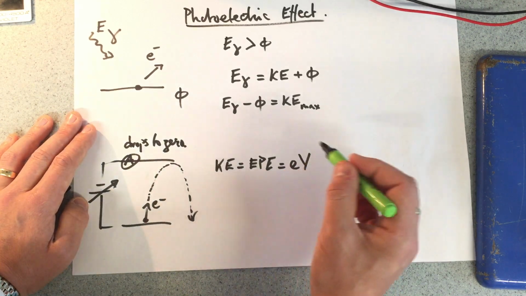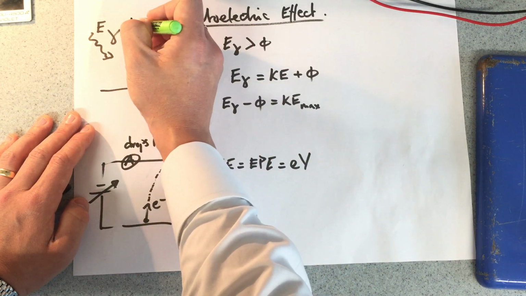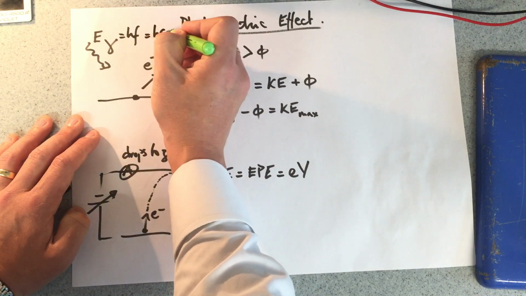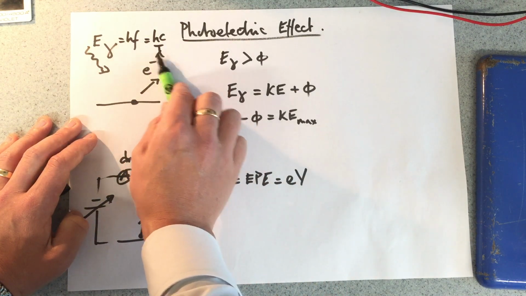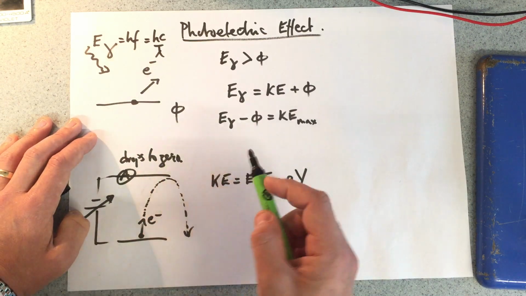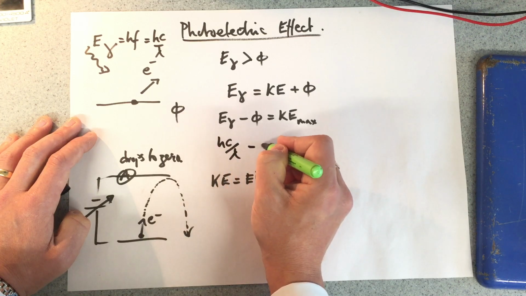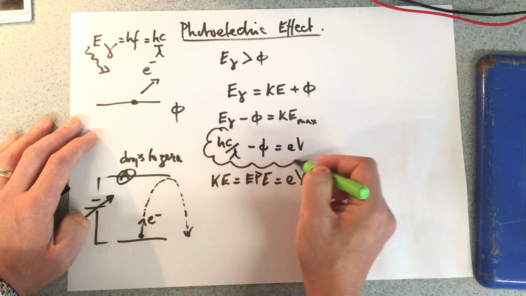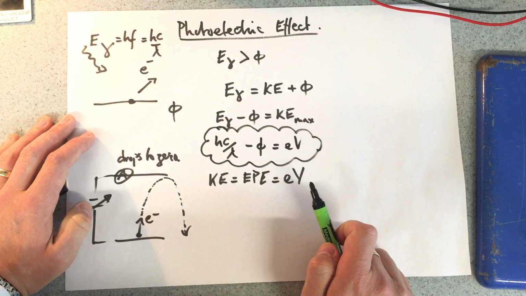And therefore, we can say, let's just write in some values. We know the energy of the photon, hf, which is indeed the same as hc over lambda, because I know that c over lambda is f, the wave speed divided by its wavelength. I could rewrite this to be hc over lambda minus the work function equals eV. So there is a small manipulation of this original equation.